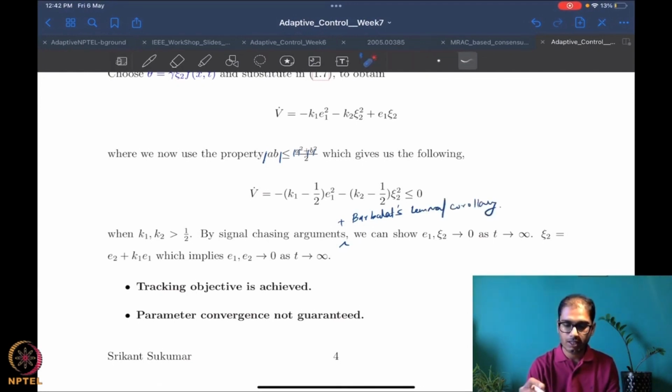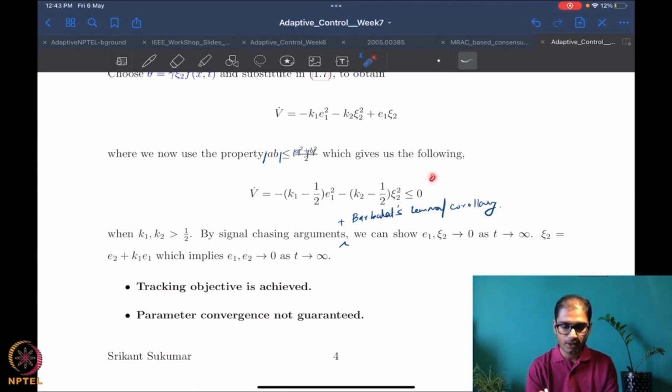Yeah, we can use signal chasing arguments, Barbalat's lemma and its corollary to show that E1 and Psi2 are going to go to 0. Okay, and we already know that Psi2 is E2 plus K1 E1, which implies E1 and E2 are both going to go to 0. All right, great. So as in the non-adaptive case, that is the case where the parameter was exactly known to us, I still achieve tracking.